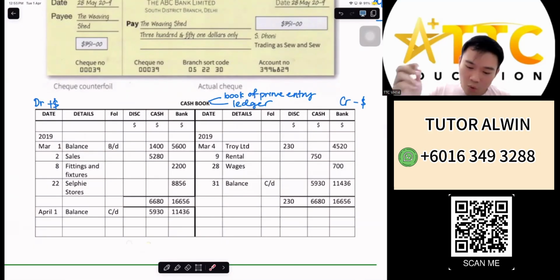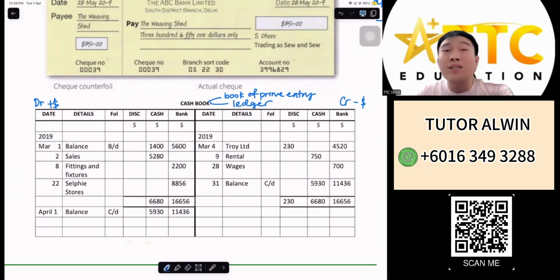Yeah. So we have 3 columns. So sometimes they call this the 3-column cash book. If the cash book has only the cash and bank columns, then it is called a 2-column cash book. Discounts over here are discounts received, and discounts given when you receive money from your trade receivables. So this is called the discounts allowed.